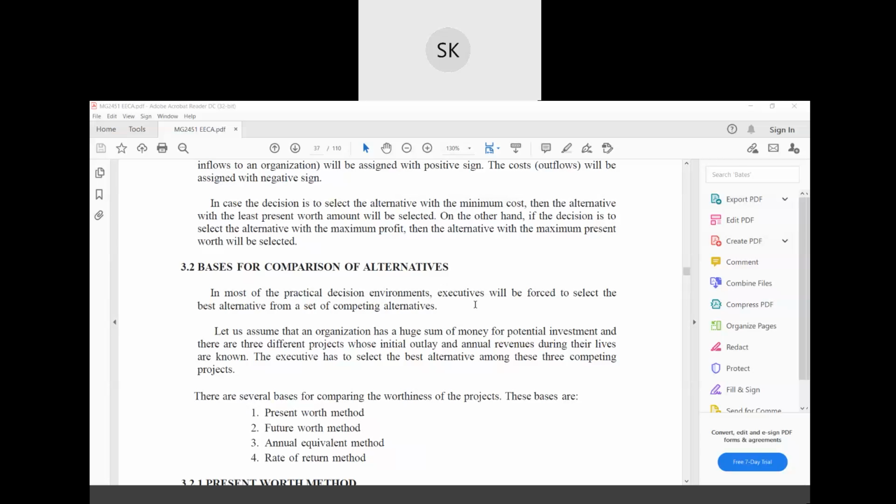Now how will you select in which project you want to invest your 5 crore rupees? There are four methods where you can easily do the analysis, to see where you could invest so that it can give you more and more profit. Okay, so we'll discuss only these two methods.